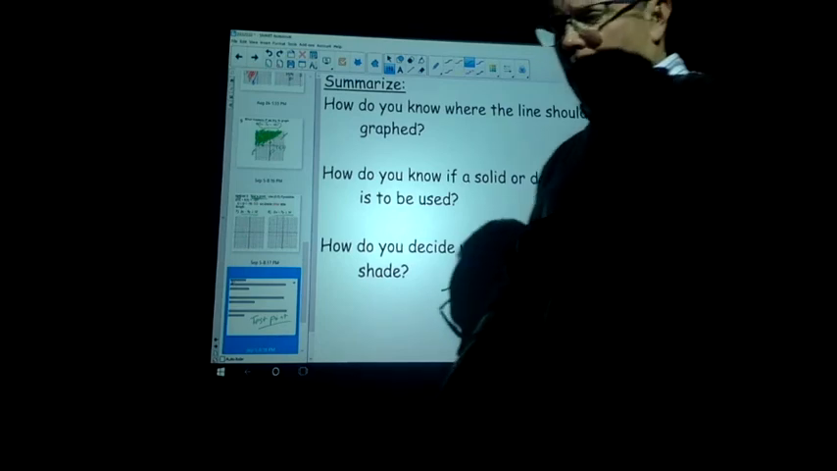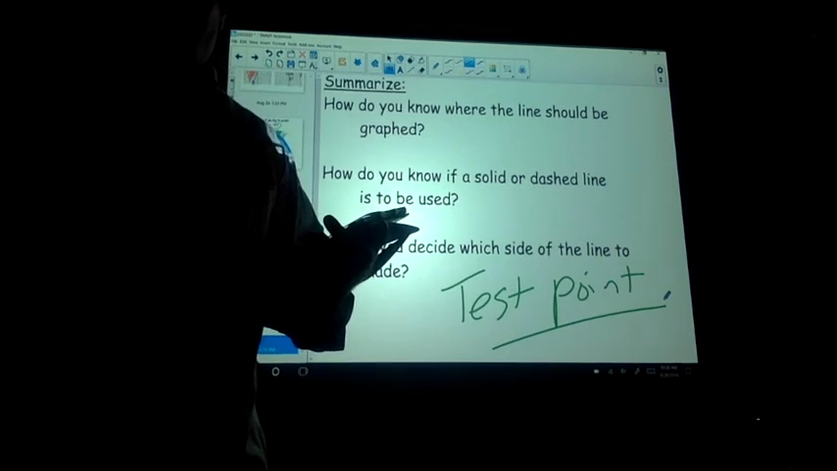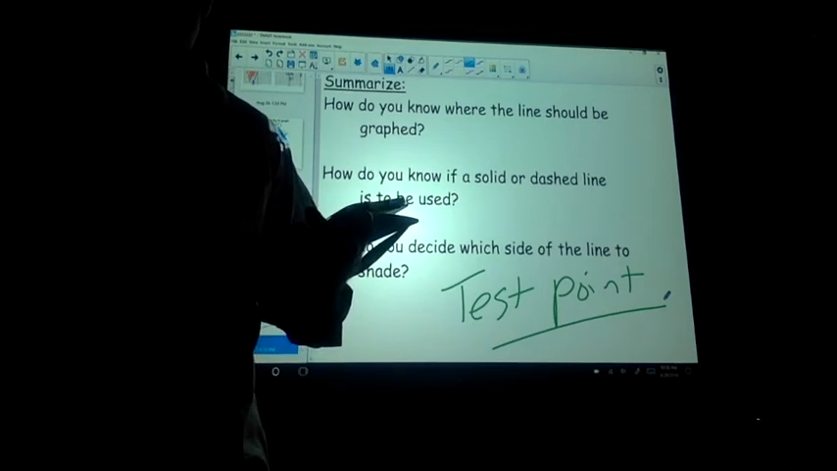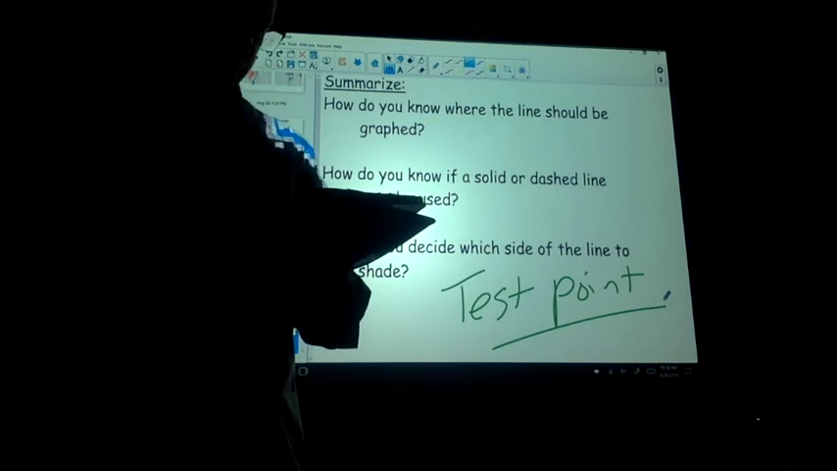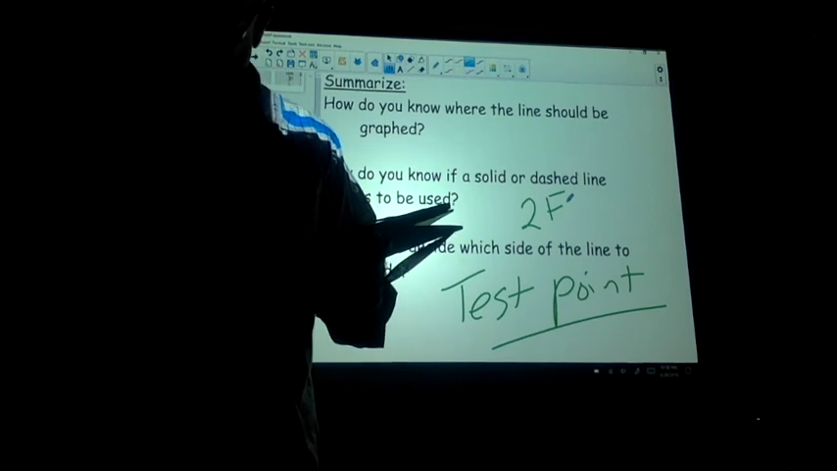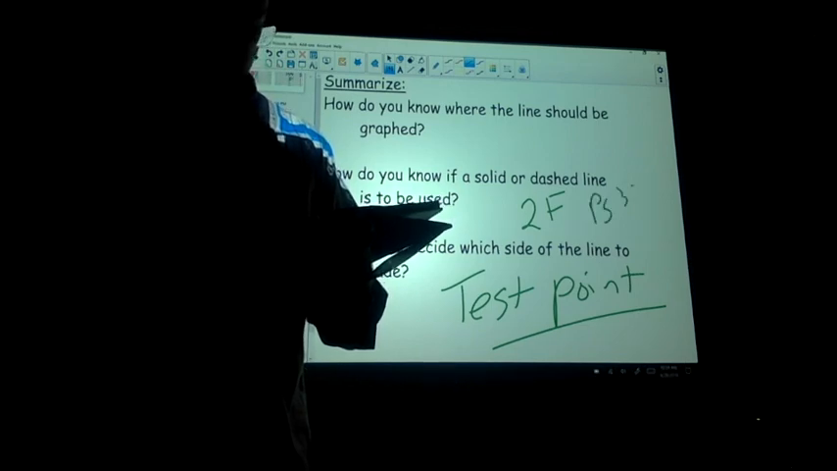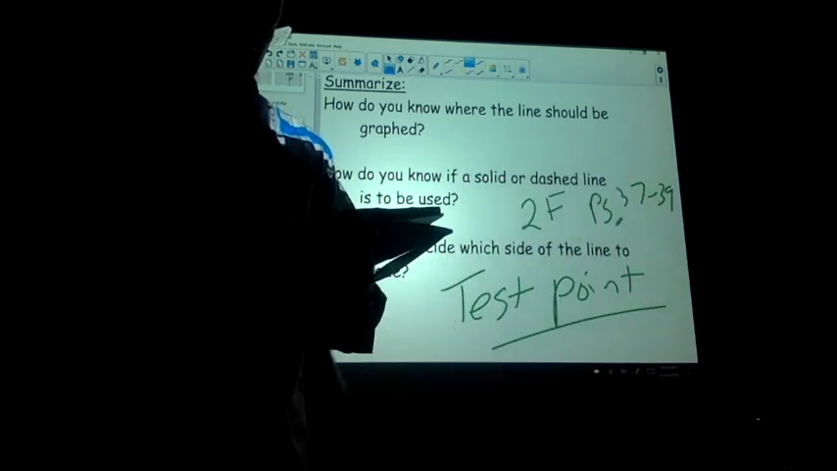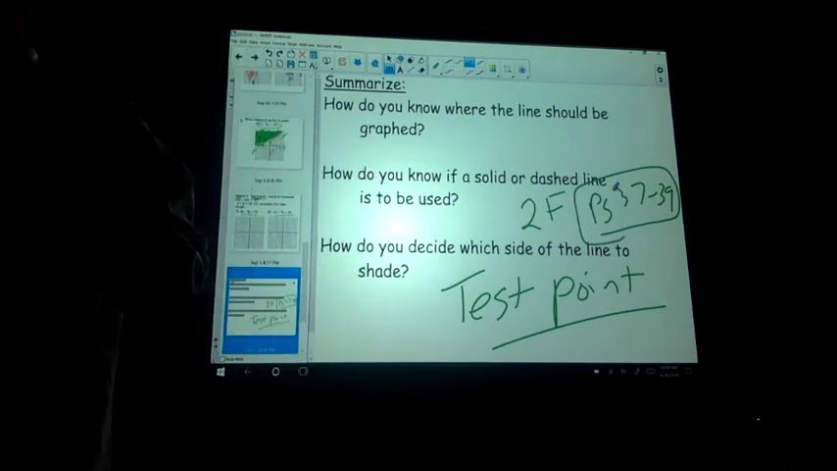So that's about all I have for you. That means our assignment for next time, for those of you who choose to do it, should be 2F, page 37 to 39. That cool? Everyone happy? Yeah. Yay, I'm happy too. It's not graphic.